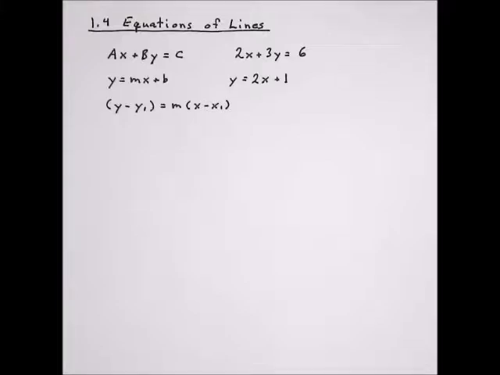Section 1.4 is called Equations of Lines. In previous sections, you've been given the equation of a line and you've either graphed it or found the slope and the y-intercept. In this section, you're going to be given points on a line and the slope, and you're going to work backwards to get the equation of the line.